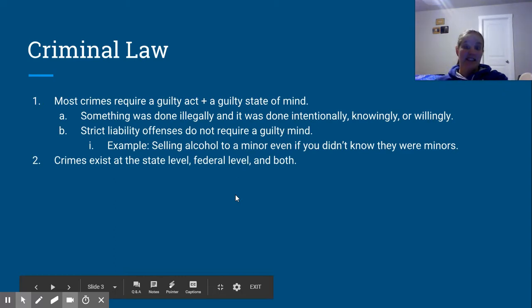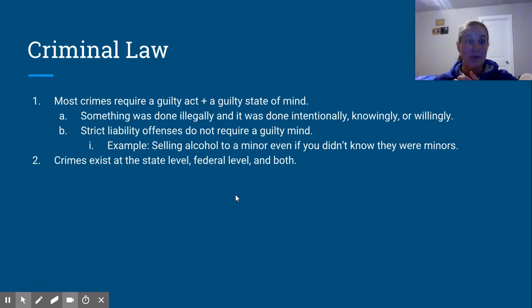Crimes exist at the state level, the federal level, and both. So for instance, you could commit a crime that was just a state crime. For instance, in Idaho, it's illegal to talk on your phone while you're driving, and that's something that you could get in trouble with at the local level, but you wouldn't necessarily get in trouble at the federal level for that because it's not illegal across the whole United States to talk on your phone while driving. And technically it's not considered a crime, it's an infraction, but that's something we can get to another time.